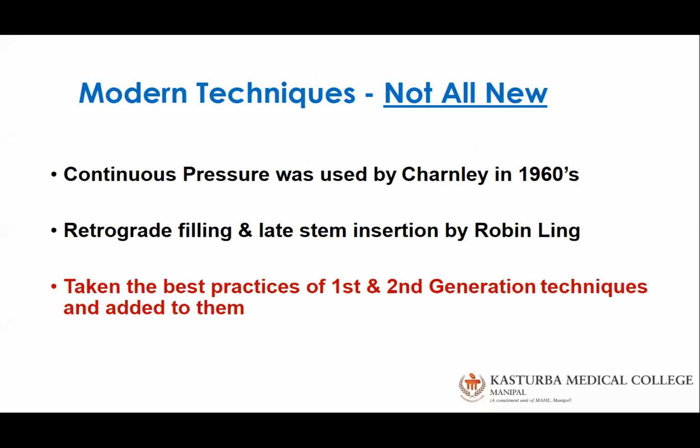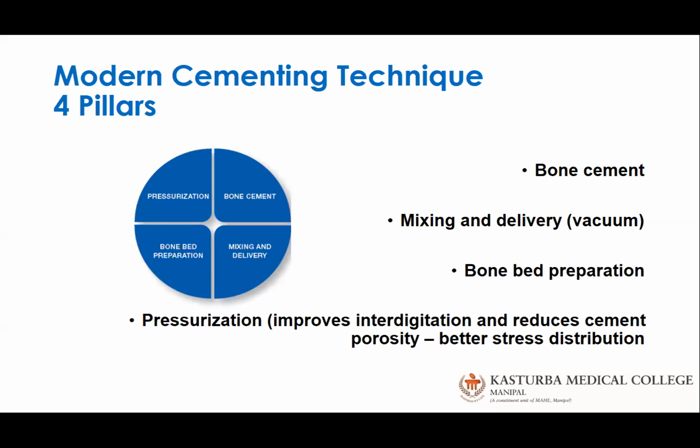Continuous pressure was used by Charnley even then. Retrograde filling was done even later by Ling. So you have taken the best practices of first and second generation techniques, and that gives us the modern generation technique. Now, if you look at the right cementing technique, it has 4 pillars.